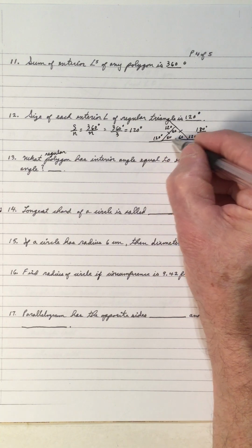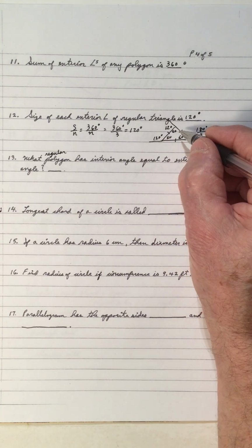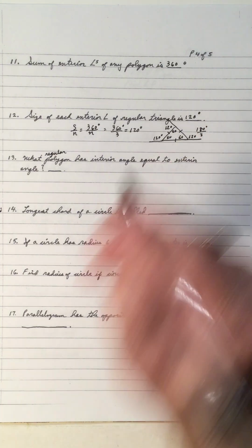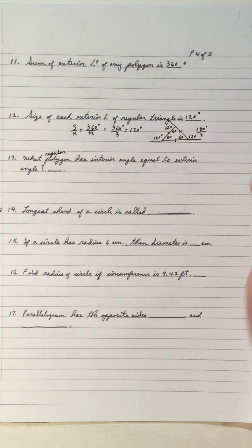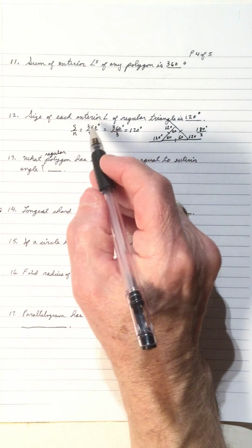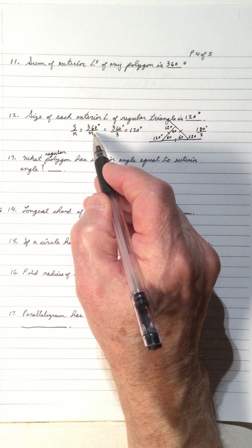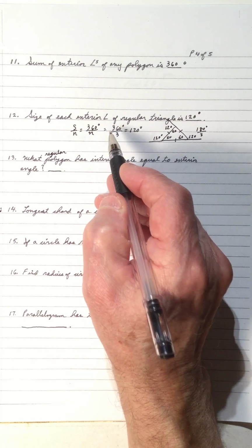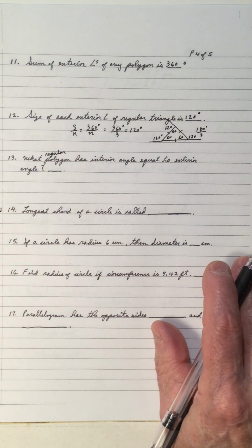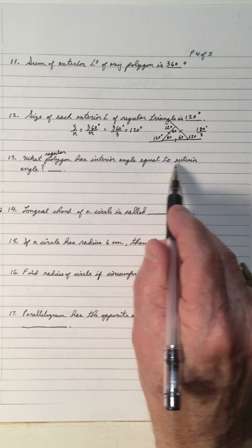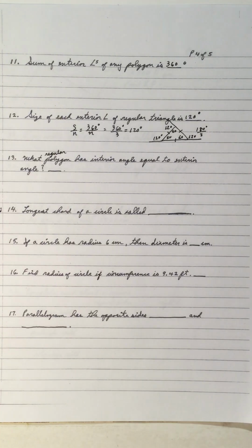So if you've got a regular triangle, which is equilateral, all the interior angles are 60 each, so the exterior angle is 120 each. This is another way to do it. Again, the sum divided by n gives you the size of each exterior angle if it's regular. What regular polygon has the interior angle equal to the exterior angle?